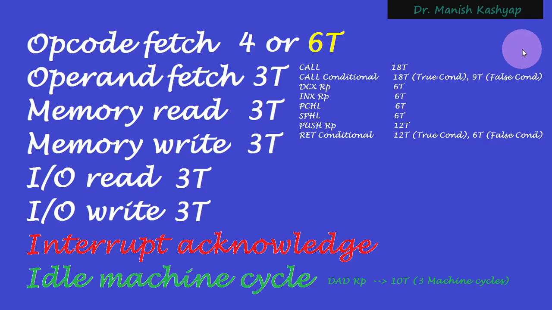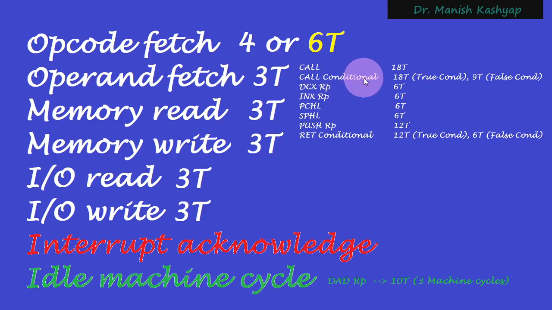So now this is only 6, and if the condition happens to be false, then in that case it won't be performing this opcode fetch cycle. Otherwise it will be doing this idle machine cycle, so 6 plus 3 will become 9, and that way only 9 T states will be consumed there. So there is no need of fetching this operand. That way, it can take 18 or 9 T states depending upon the status of the zero flag if the CZ statement is used.